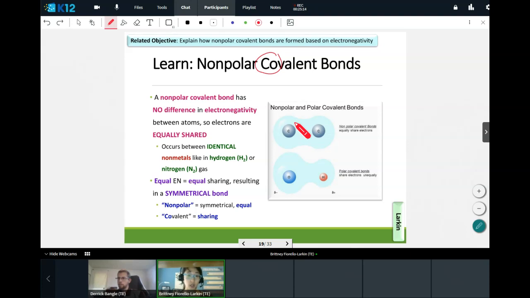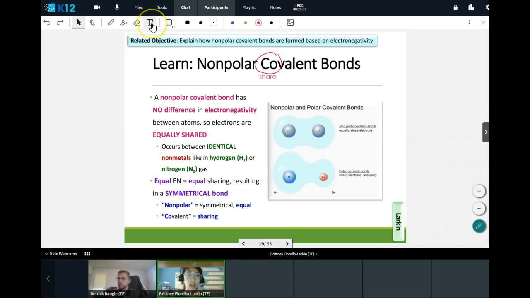So when you see the word covalent, you should see the words co, like sharing, and valent, like valence electrons. So they're sharing their valence electrons. Again, co means to share, which is different than ionic. Again, in ionic, they're actually giving away an electron to create ions.